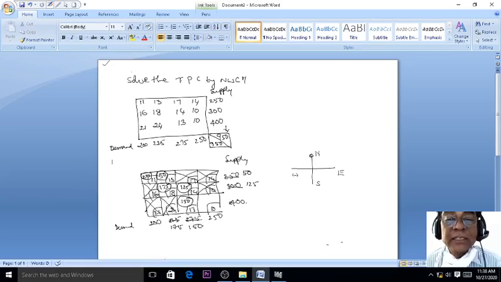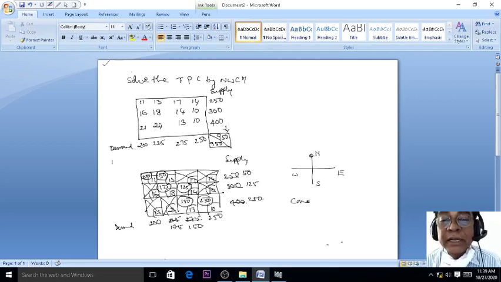Next step is subtract. 400 minus 150, 250. See the last cell. The last cell: see the supply value, see the demand. Both are the same. If both are the same, it indicates that your problem is correct, 250. Finish.